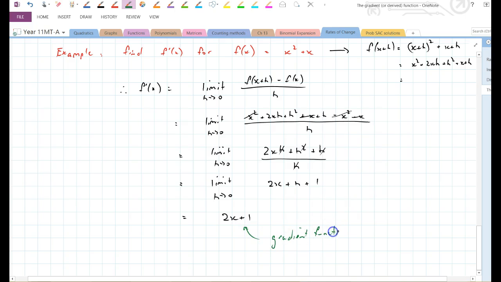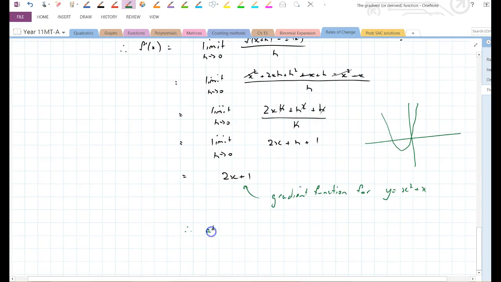That's my gradient function for y equals x squared plus x. For that function there, its gradient can be determined at any point by applying this gradient function 2x plus 1. So say at x equals 3, gradient equals 2 times 3, which is 6, plus 1 is 7.